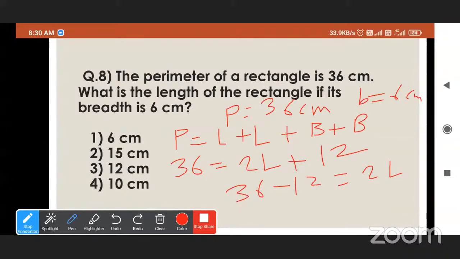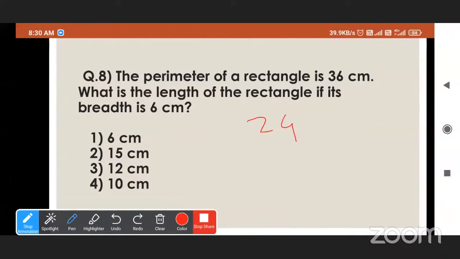So 36 minus 12 is 24. Okay, so 24 is 2L. 2L means we have to divide 24 by 2. So 24 divided by 2 is 12. So what is the length of the rectangle? 12 centimeters. So which one is the correct option?